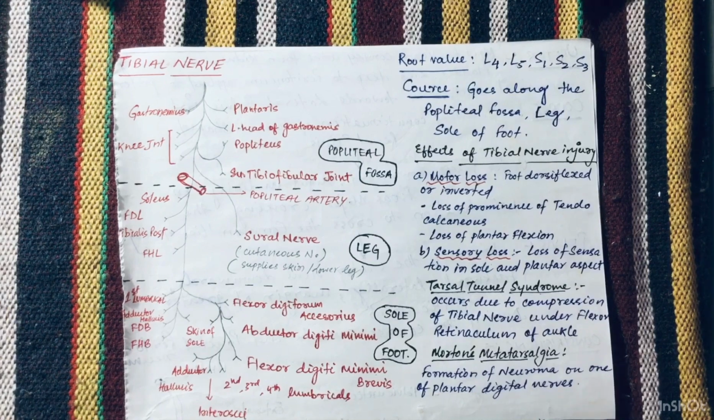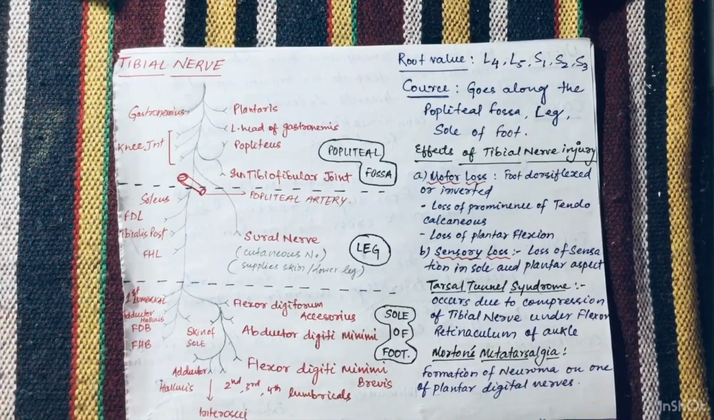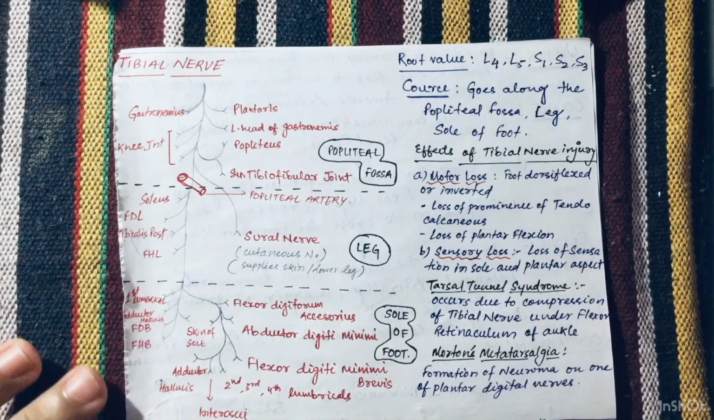Let's start with the topic. Today I'll be taking the topic of tibial nerve. If we go by the line diagram of tibial nerve, first let me draw the line diagram. Then one by one I'll be describing which muscles it supplies and what are its relations throughout its course, right?